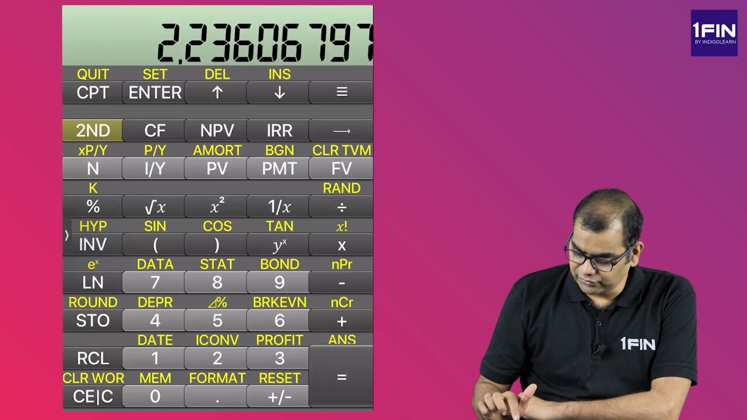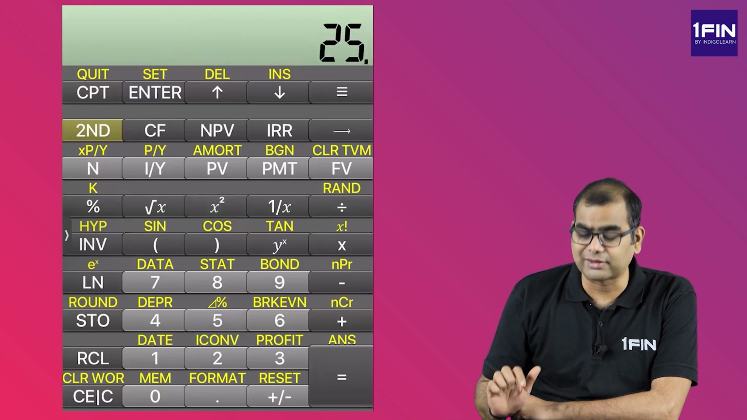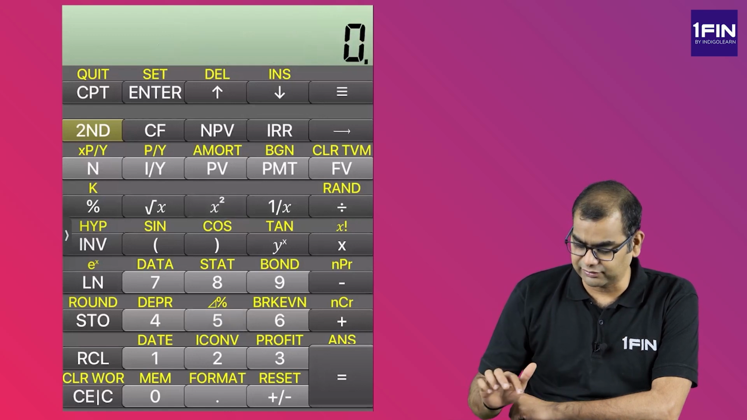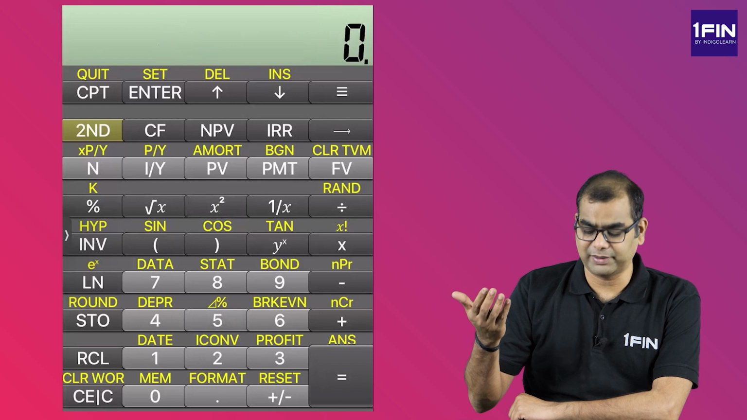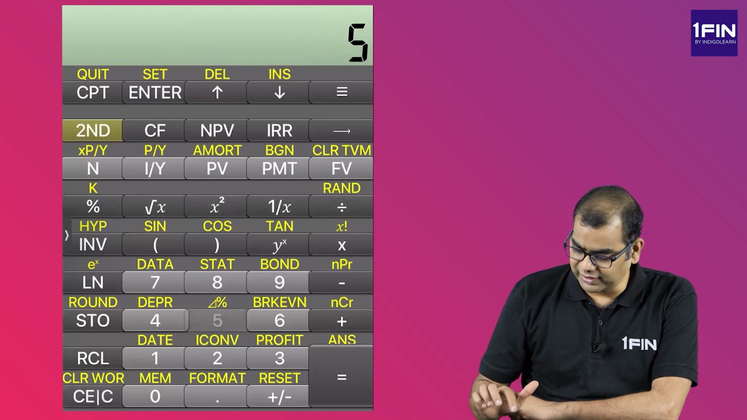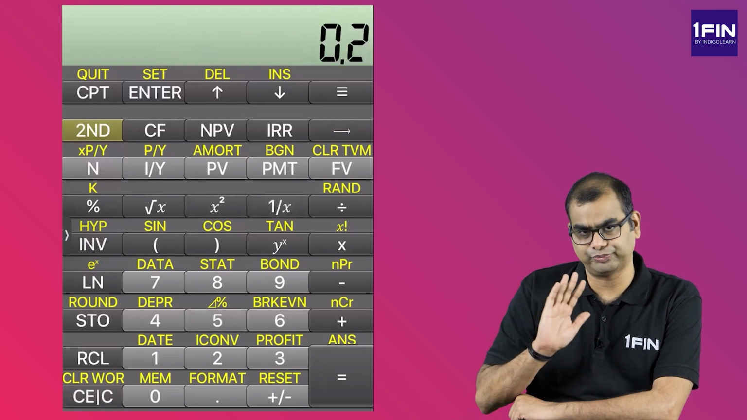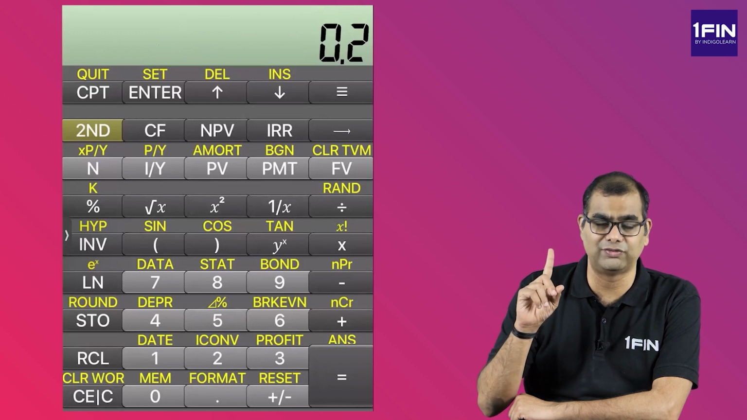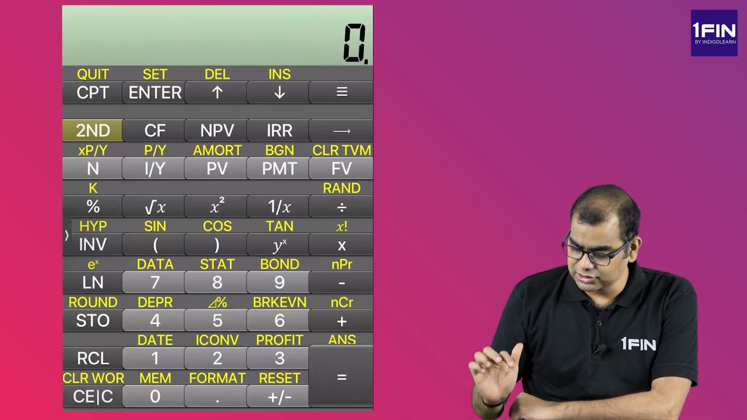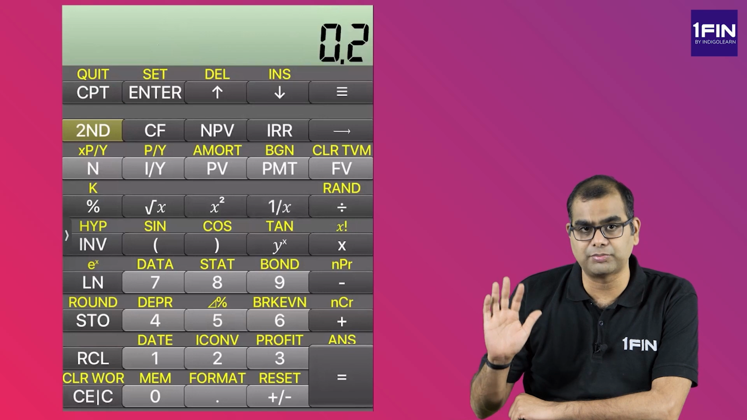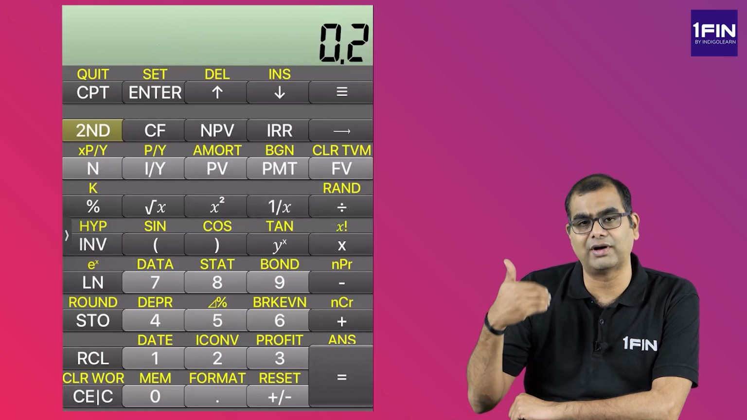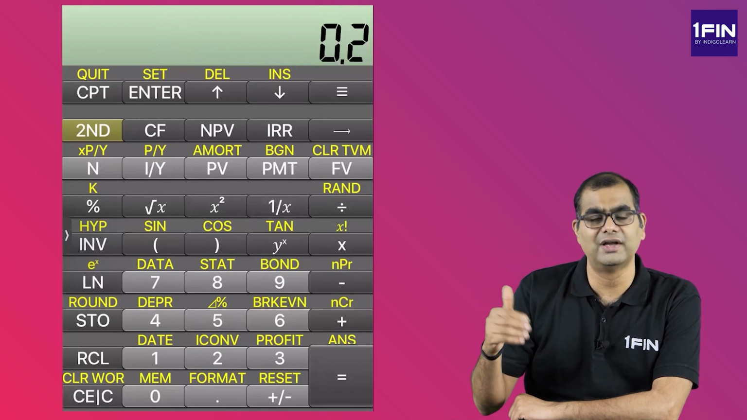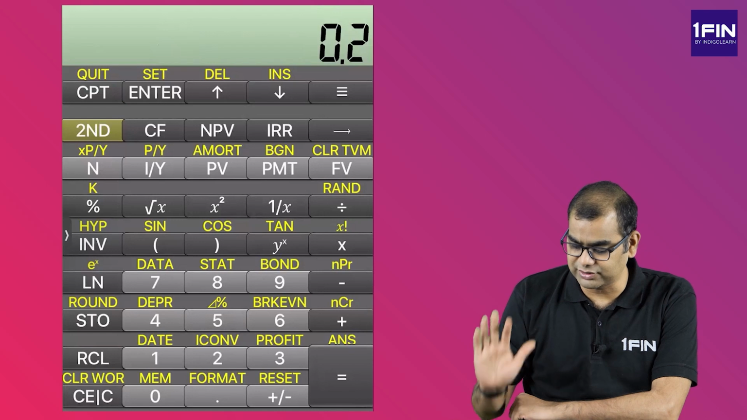Then 5 x square is 25, right? Again, first you press the number, then press the function you want. Then 5 1 by x is 0.2. Great. Why are we getting only one decimal? Because we have set our decimal as floating, which is 9. So 5 1 by x is 1 by 5, which is basically the reciprocal of 5, which is 0.2. That is what 1 by x is.